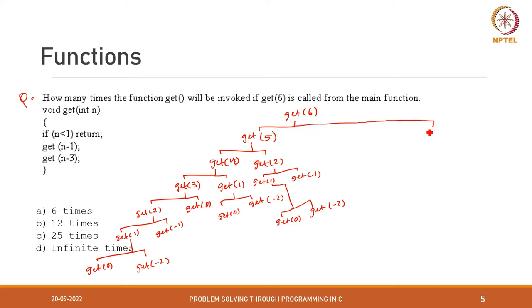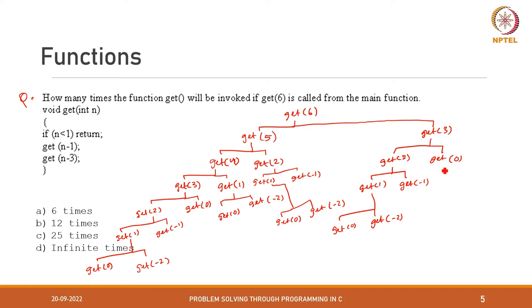So get of 6 would have called get of 5 and get of 3, right? And get of 3 would have called get of 2, get of 2 would have called get of 1, get of 1 would have called get of 0 and get of minus 2. Get of 2 would have called get of minus 1, and get of 3 would have called get of 0, right?